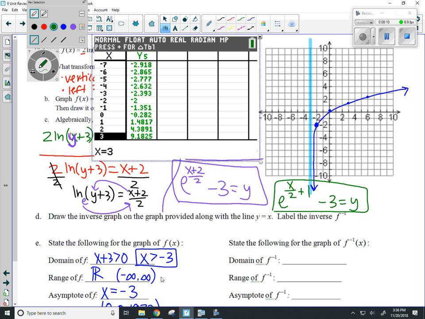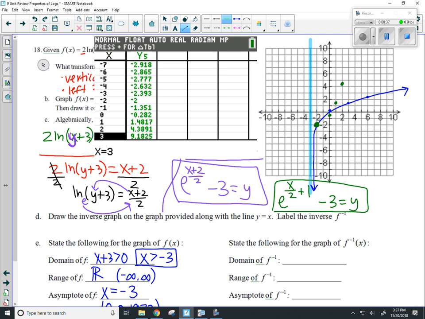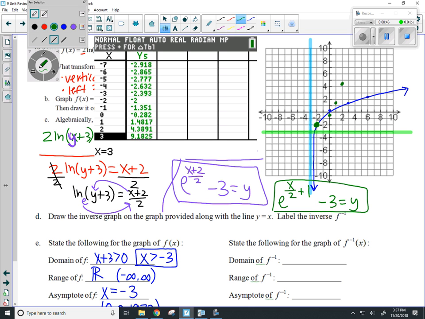Alright, so we've got the point (-2, -2), which is going to overlap our original graph. Let's see here. (0, -2.82). That's going to be down here. 1 is like 1.4. 2 is at 4.3. And it's supposed to level out at -3 this way. So let's go ahead and connect them. Alright, so it's going to level out here, hit this point, and go on up.